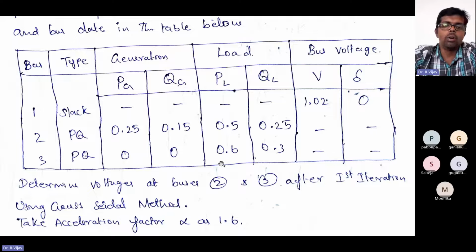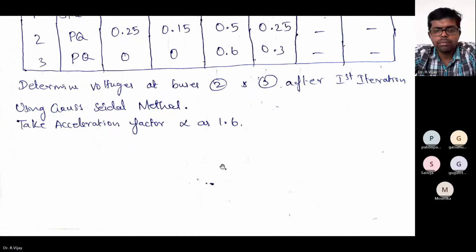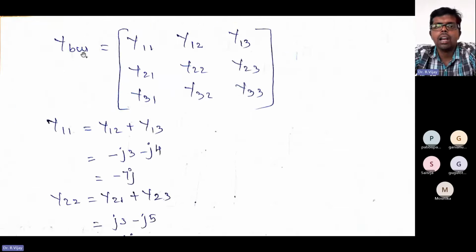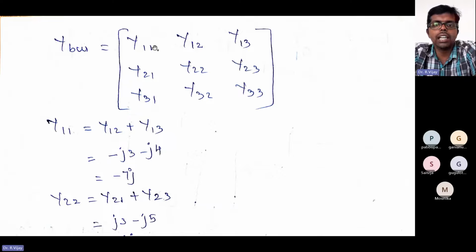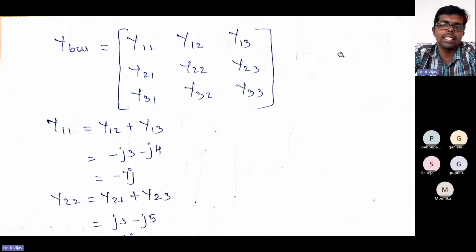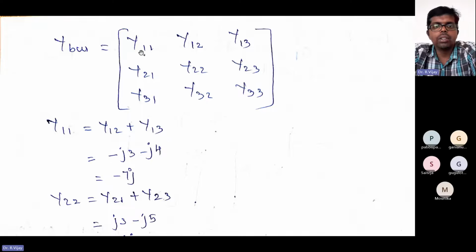Now we'll move on to the problem. What is the first step? We need to formulate the Ybus. There are 3 buses, so it will have Y11, Y12, Y13, Y21, Y22, Y23, Y31, Y32, and Y33. How to calculate this Ybus? We have already seen in detail how to formulate it in our previous classes. If not, go back to my previous classes. Here is just a fast glimpse.